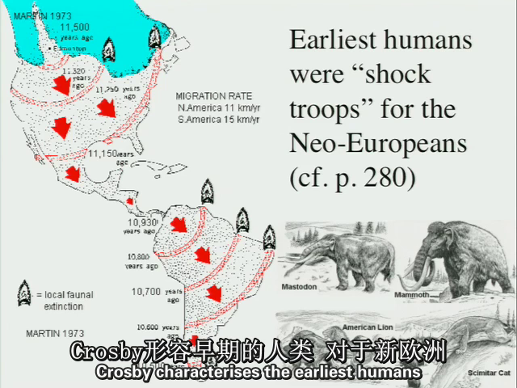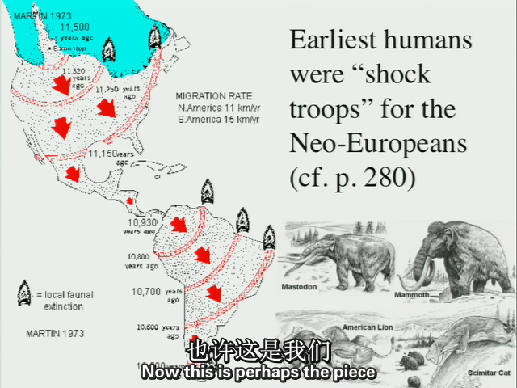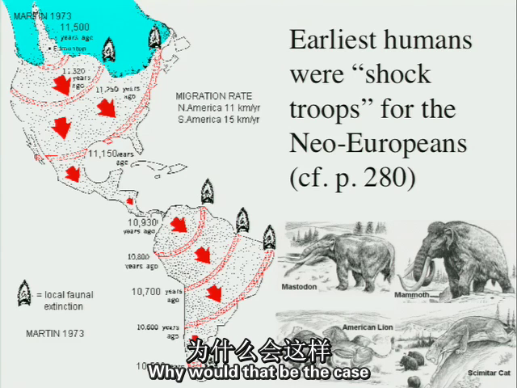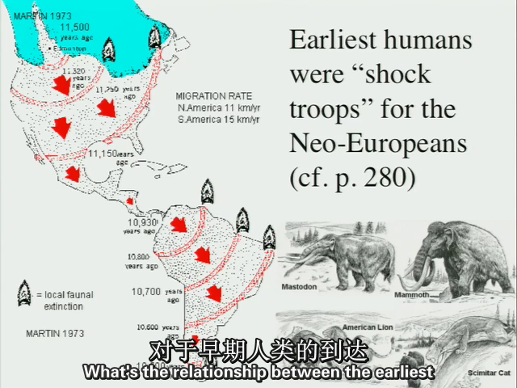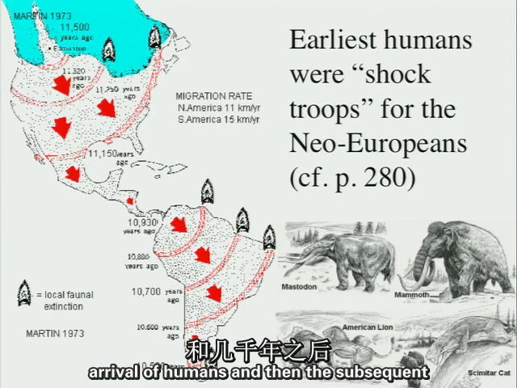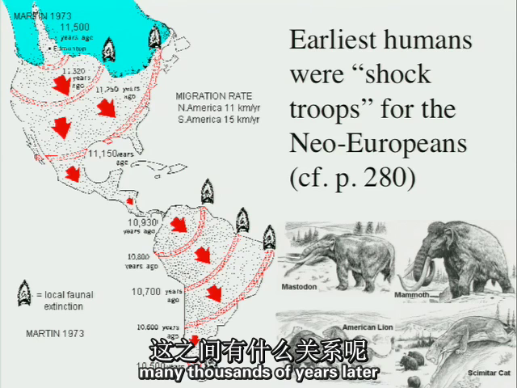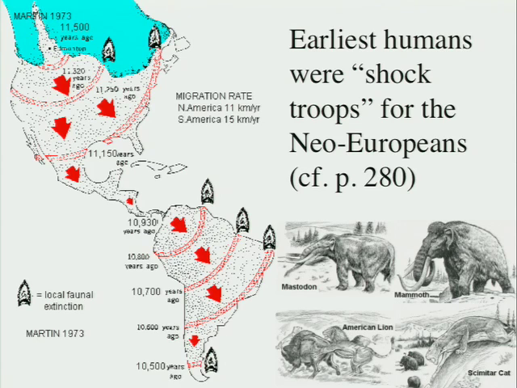Crosby characterizes the earliest humans as shock troops for the Neo-Europeans. Now, this is perhaps the piece that we haven't gotten to yet. Why would that be the case? How could you make that kind of argument? What's the relationship between the earliest arrival of humans and then the subsequent arrival of the Neo-Europeans many thousands of years later? What difference could it possibly have made?